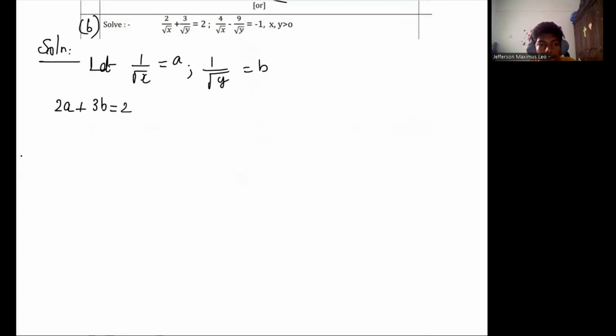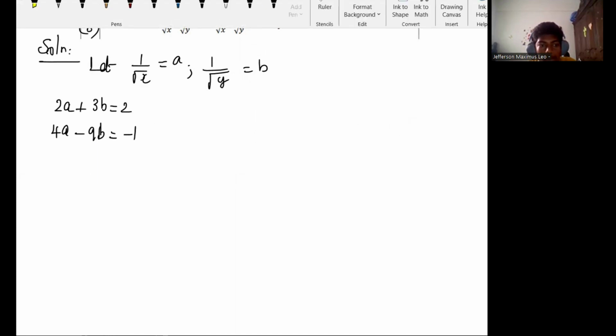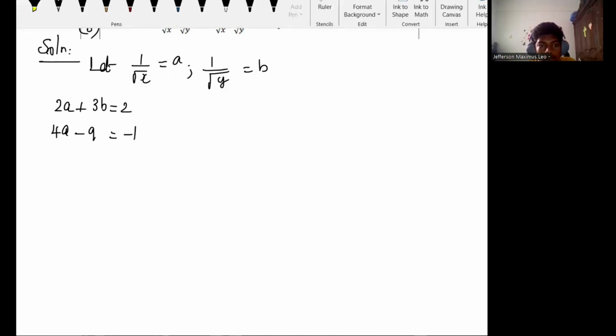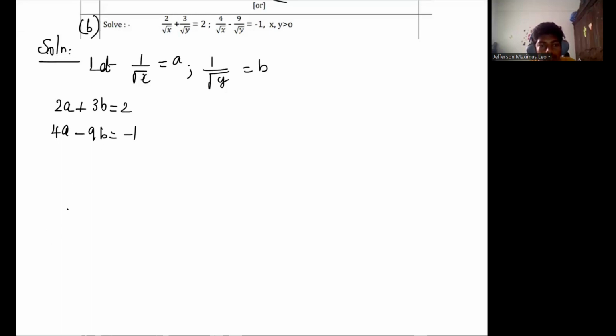Understood? Yes, ma'am. And the second is 4a minus 9b is equal to minus 1. Okay, ma'am. So this is number 1 and this is number 2. Either elimination way or substitution way, both are good. Which one is easy here? Ma'am, elimination. Yes, good. So equation number 1 is multiplied with 2.